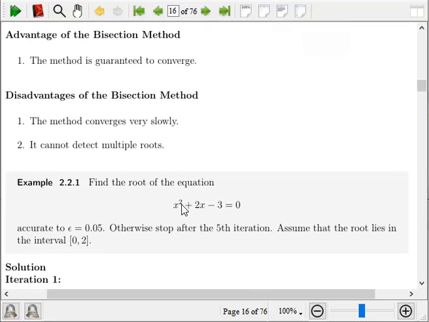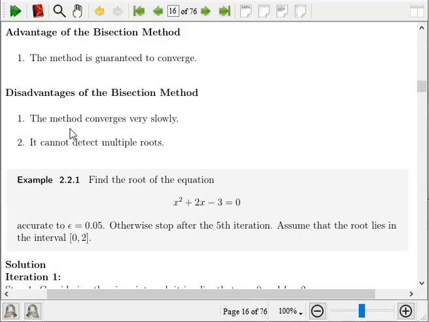But what we're saying again is that it's very slow. It takes time for you to obtain your solution, and it detects only a single root at a time. So for functions which have 5 roots, you may have to repeat the iterations, or compute each of them separately: the first root, the second root, like that, one at a time.